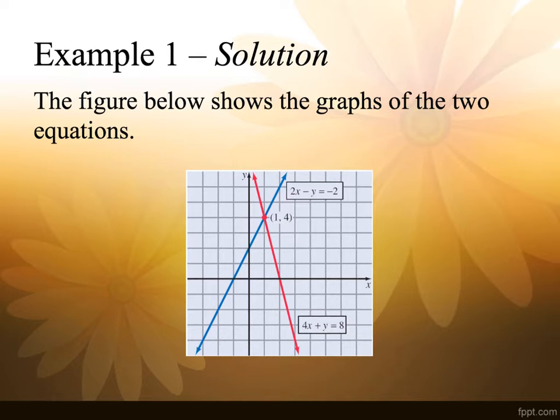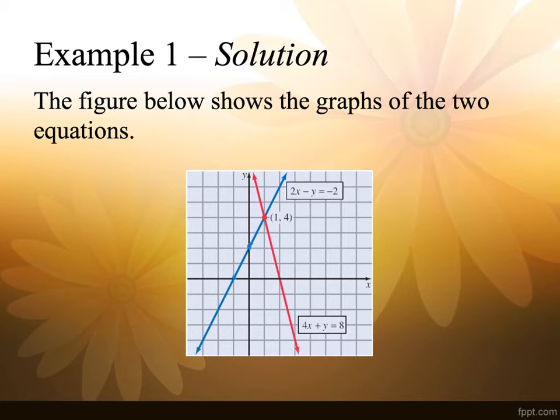I think I may have misspoken. Give me a sec. So for 2x minus y equals negative 2, we determined that the y-intercept was at (0, 2), and that the x-intercept was at (-1, 0). And so you notice that the blue line has a y-intercept at (0, 2), and it has an x-intercept, this point right here, at (-1, 0). So we plotted those 2 points and drew a line through them.